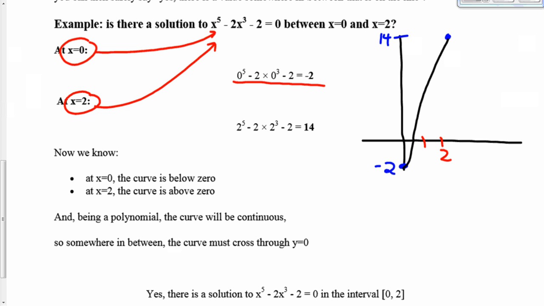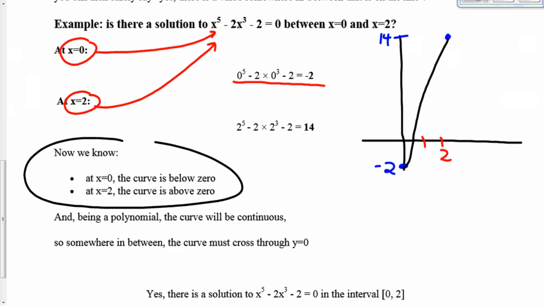But here's the key down here. When x is 0, the y value is negative 2, which is below 0 as a y value. At x is positive 2, the curve is above 0. It's at 14. So what that means is there has to be at least one place in between x is 0 and x is 2, where the y value of the function x to the fifth minus 2x cubed minus 2 has to be equal to 0 by the intermediate value theorem.